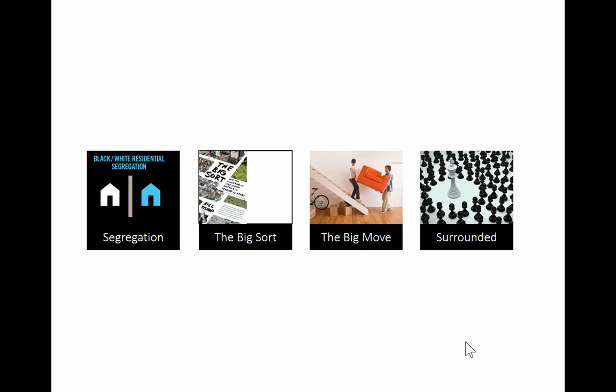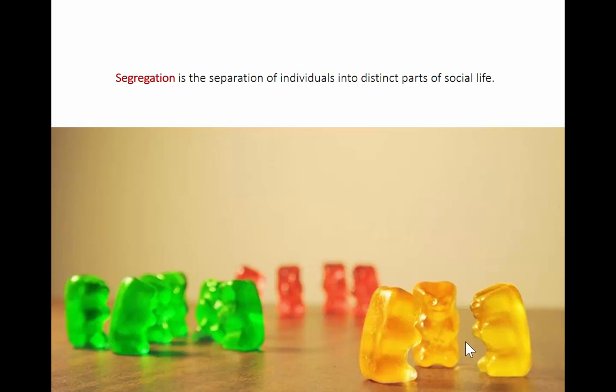Okay. So what is segregation? I have a definition here. Segregation is the separation of individuals into distinct parts of social life. And you see that this is now a very general definition, right? And actually, we can and do observe segregation in many spheres of social life, and with respect to many different attributes.